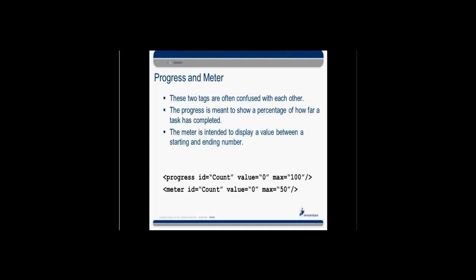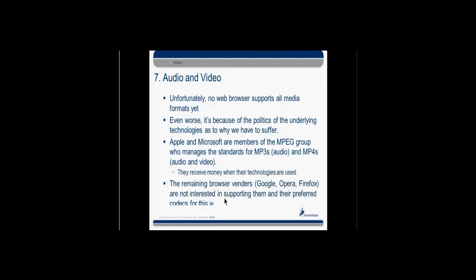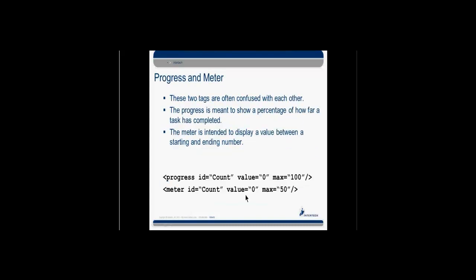Progress and meter do look a heck of a lot alike, admittedly. But remember, progress is about displaying the current status of things, whereas meter might be something the user would interact with. You notice how I have different ranges here from value 0 to max 100, value 0 to max 50. I'd be interested to see if they ever do roll these two together in the future.